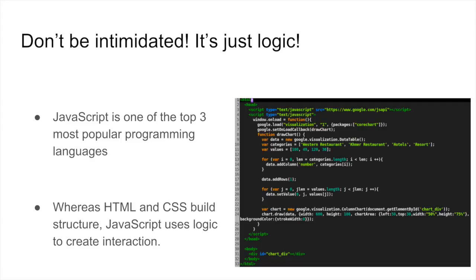So JavaScript is one of the top three really most popular programming languages. The other two, HTML and CSS, those are used to build structure. So they're sort of used to build the bones of a website. JavaScript is used to build animation and interaction with a website.